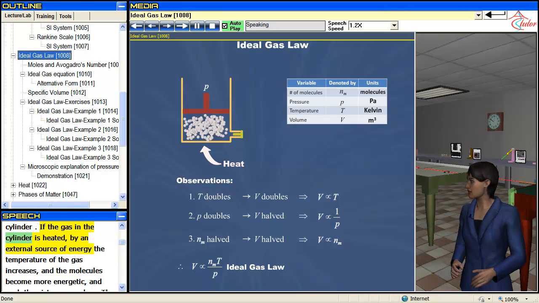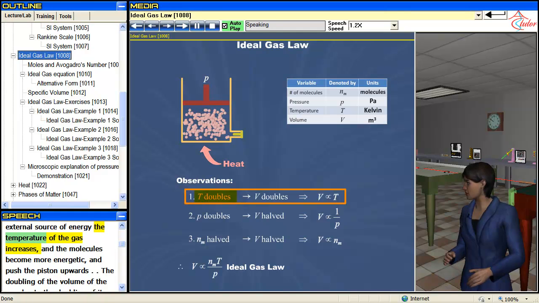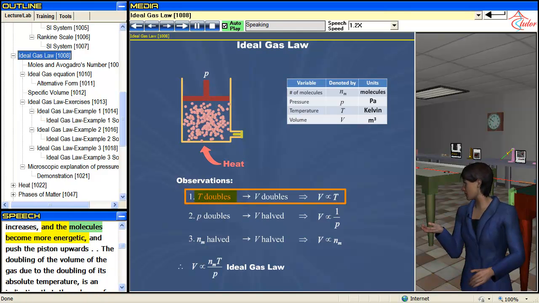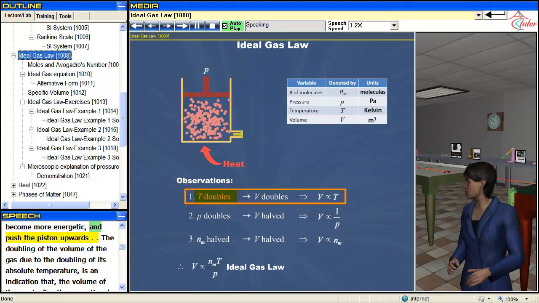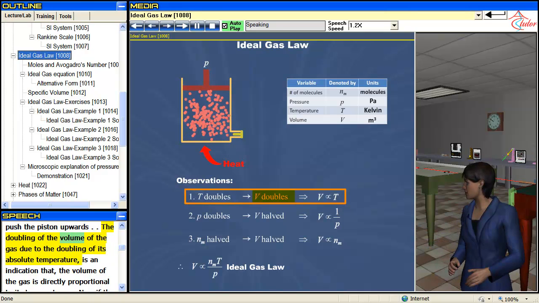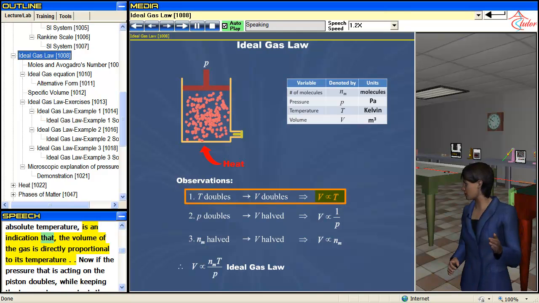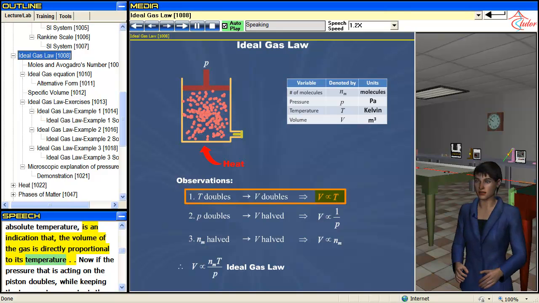If the gas in the cylinder is heated by an external source of energy, the temperature of the gas increases, and the molecules become more energetic and push the piston upwards. The doubling of the volume of the gas due to the doubling of its absolute temperature is an indication that the volume of the gas is directly proportional to its temperature.